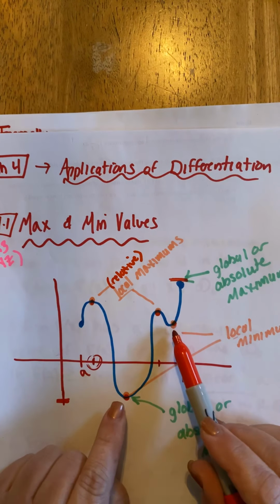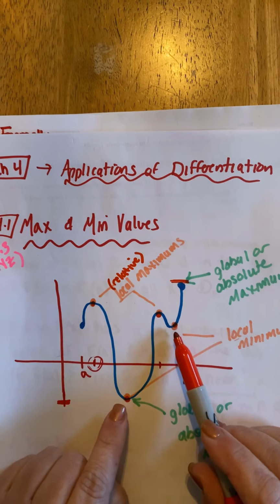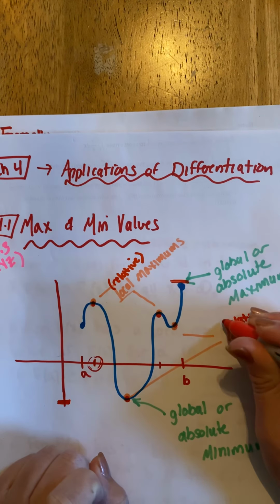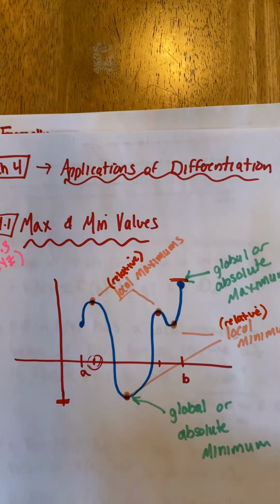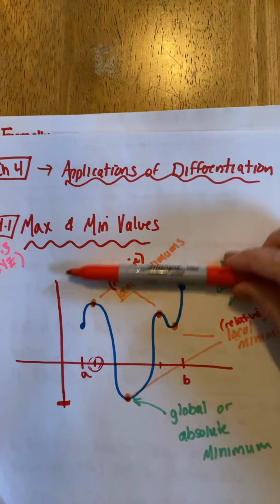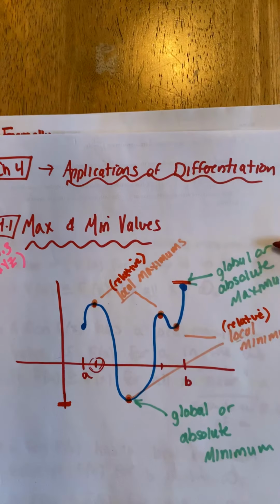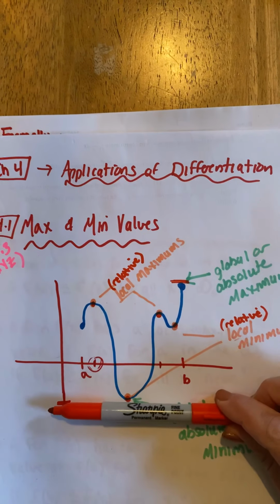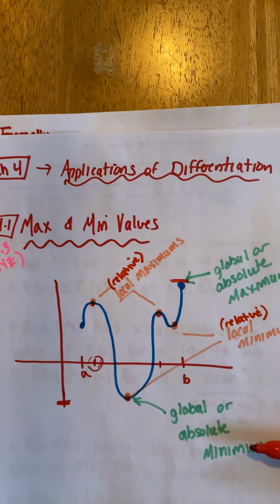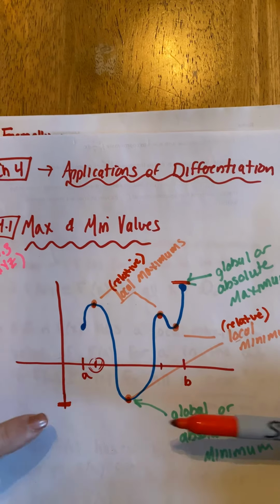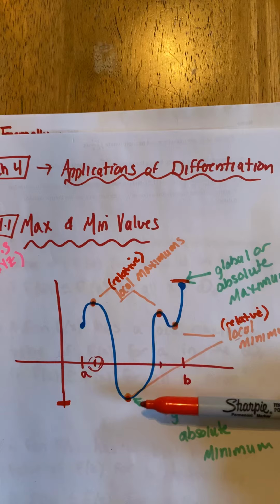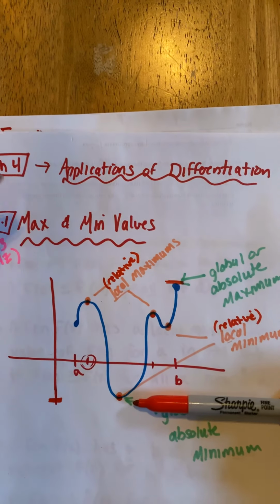If it's the bottom of a valley, it's called a relative or local minimum. If it's the highest the function goes, it's called a global or an absolute maximum. If it's the lowest a function goes, it's called the global or the absolute minimum. Notice here that this local minimum also happens to be a global minimum. It's as low as it goes.